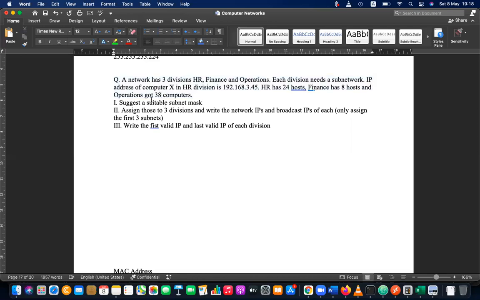You have to find a network which is suitable for the operations division. Then 38 computers. If you have 38 computers, what is the suitable subnet mask? Maximum 38 computers. How many bits do you need to keep to cater 38 computers? How many bits do you need to give addresses to 38?